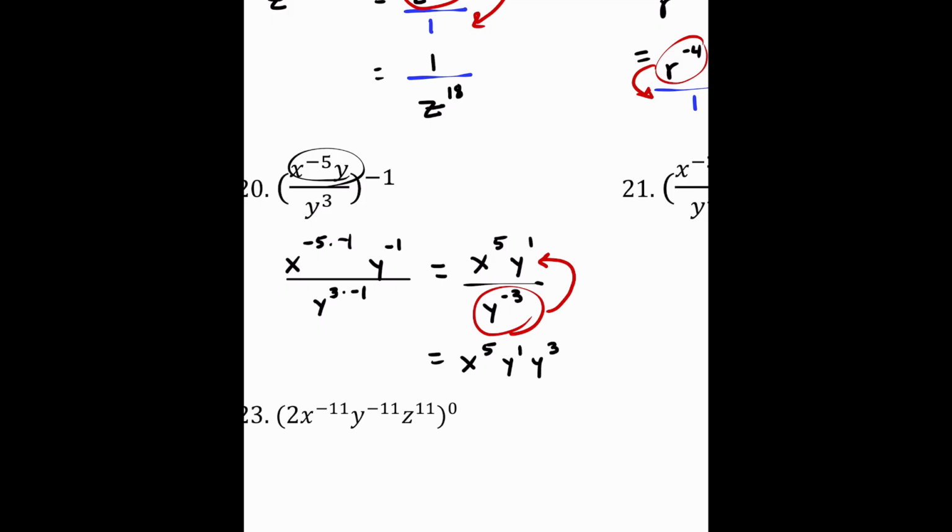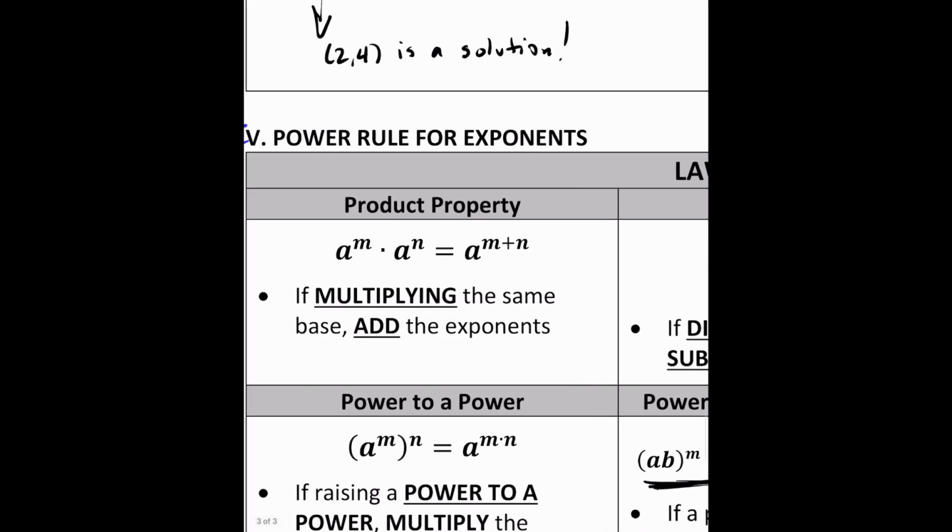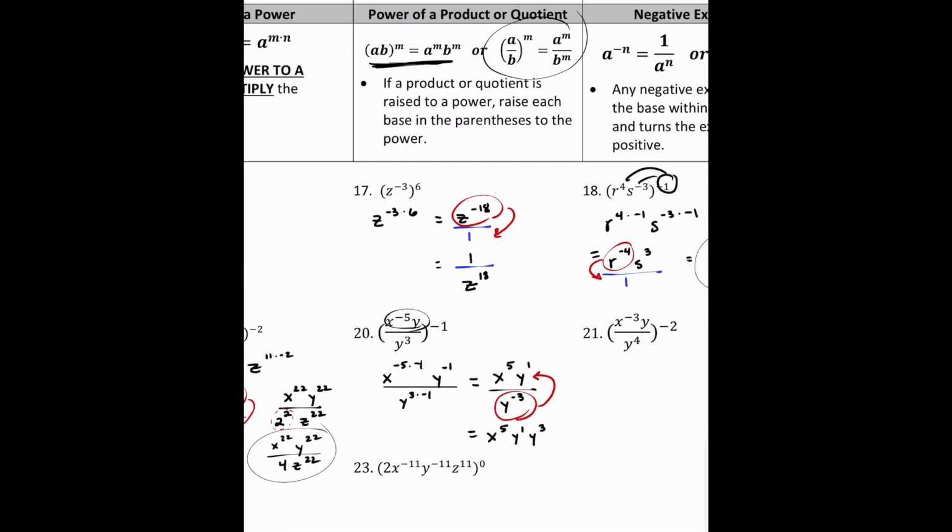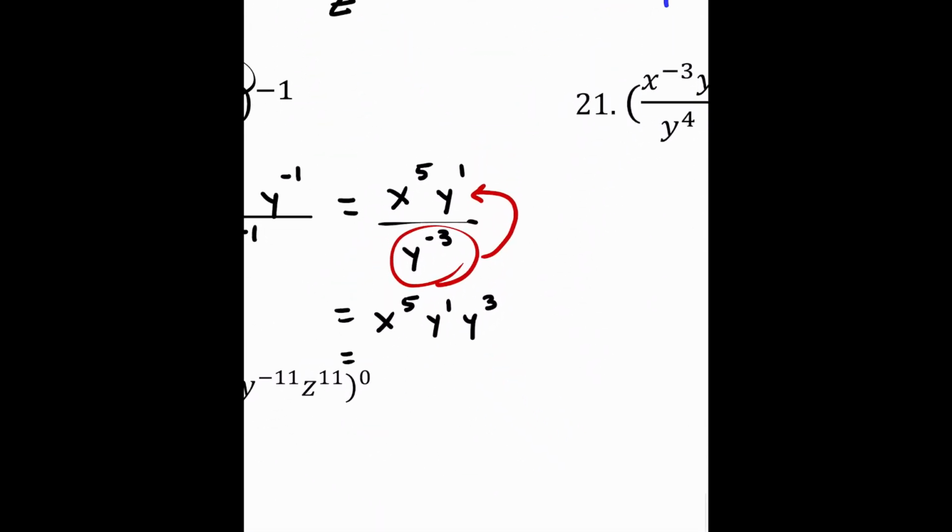Now, you're not done, because if you're multiplying the same base, you have to add the exponents. Notice that we have a y and a y, so x to the 5th power, and you're going to write y. Let me go ahead and erase this. So we have y, and then we're going to add these exponents, so 1 plus 3. So your answer is x to the 5th times y to the 4th.